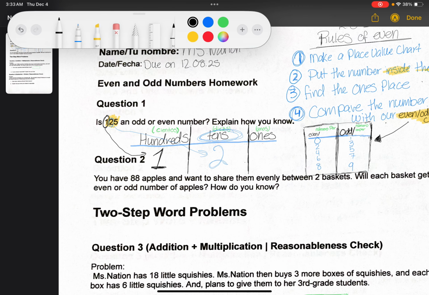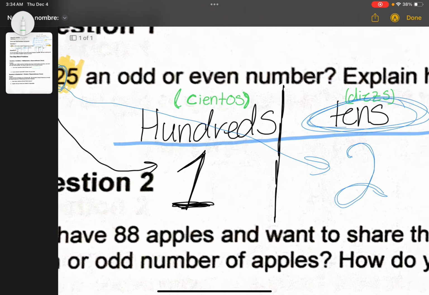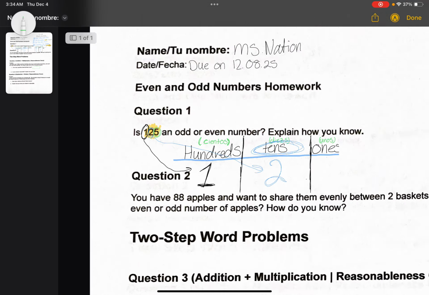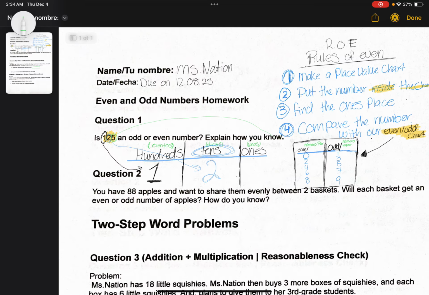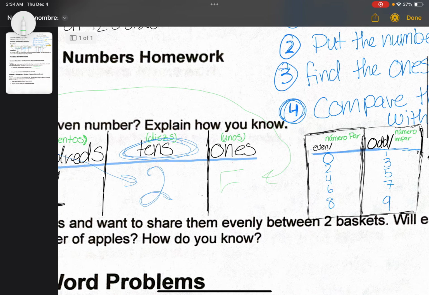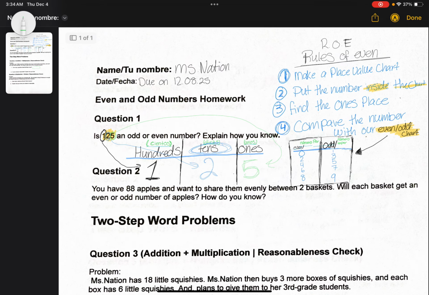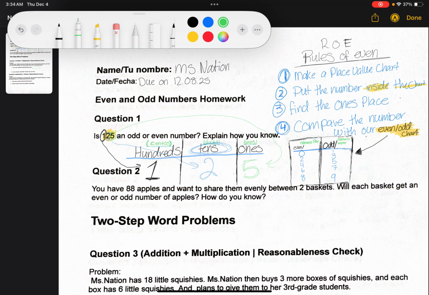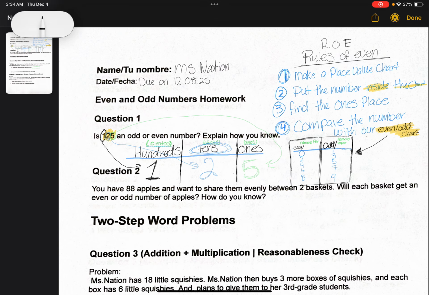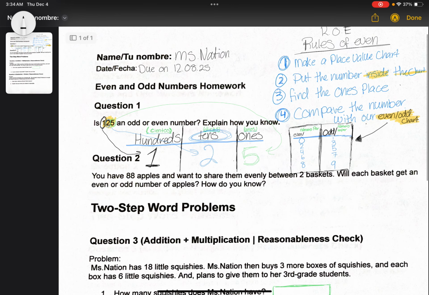Next, we're going to look at our final number, which is the ones. And looks like here that there's a 5 in our ones place. So we're going to put the 5 in the ones place. So we just put 125 in the correct spots. Let's move on to the next part of our step, which is to find the ones place.